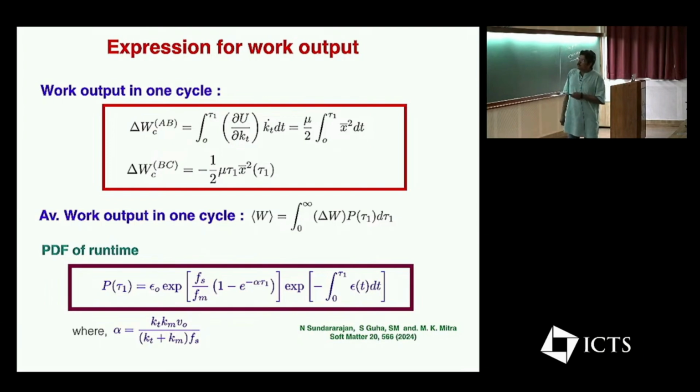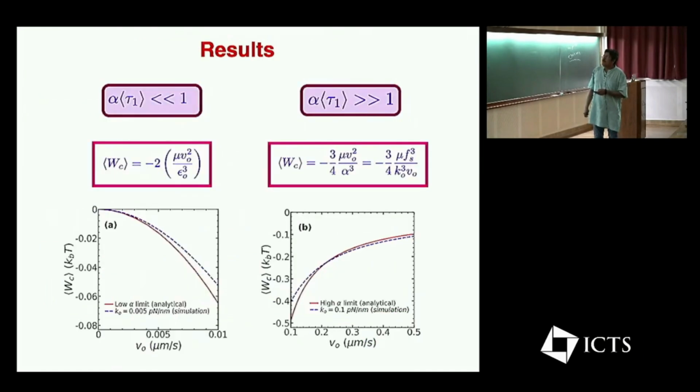One can find out the probability distribution of the runtime of these motors, and there is an effective time scale which depends on the intrinsic motor velocity and the stall force of these motors. One can find certain limits: when these time scales are small, one can find an expression for the average work that can be extracted in terms of these motor parameters. V0 is the velocity, epsilon naught are the unbinding rates.